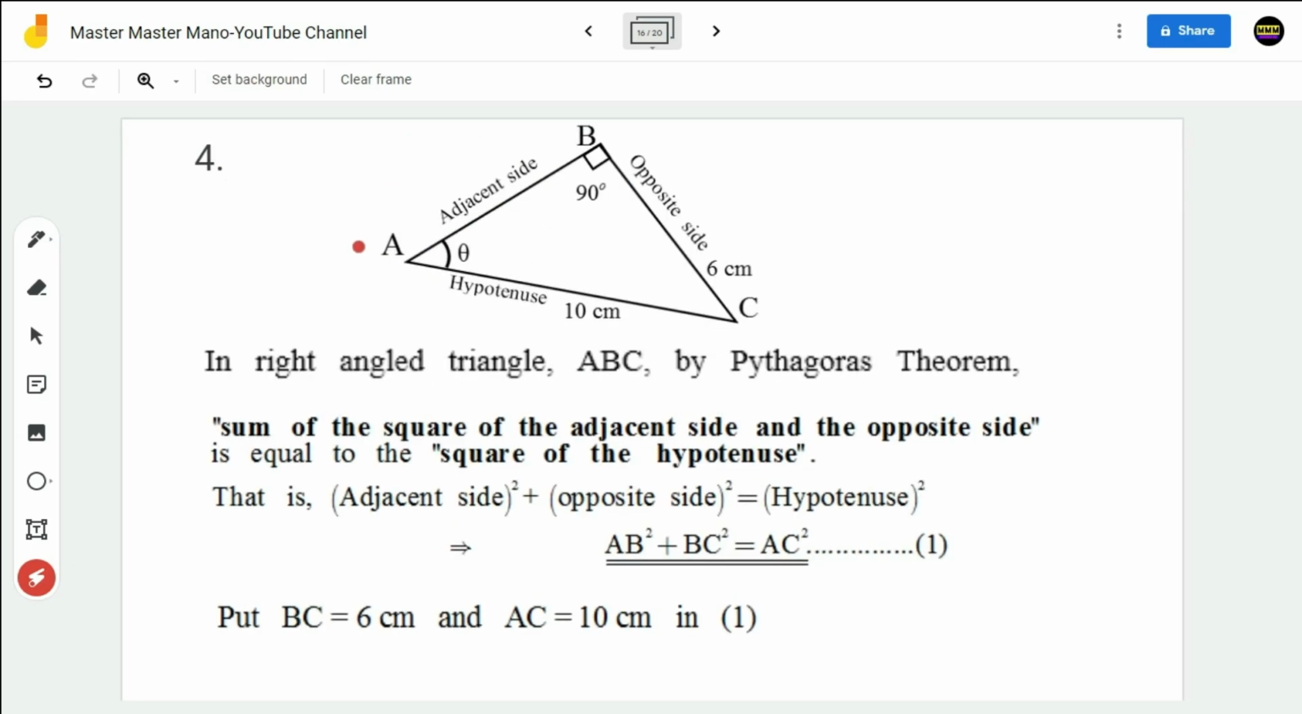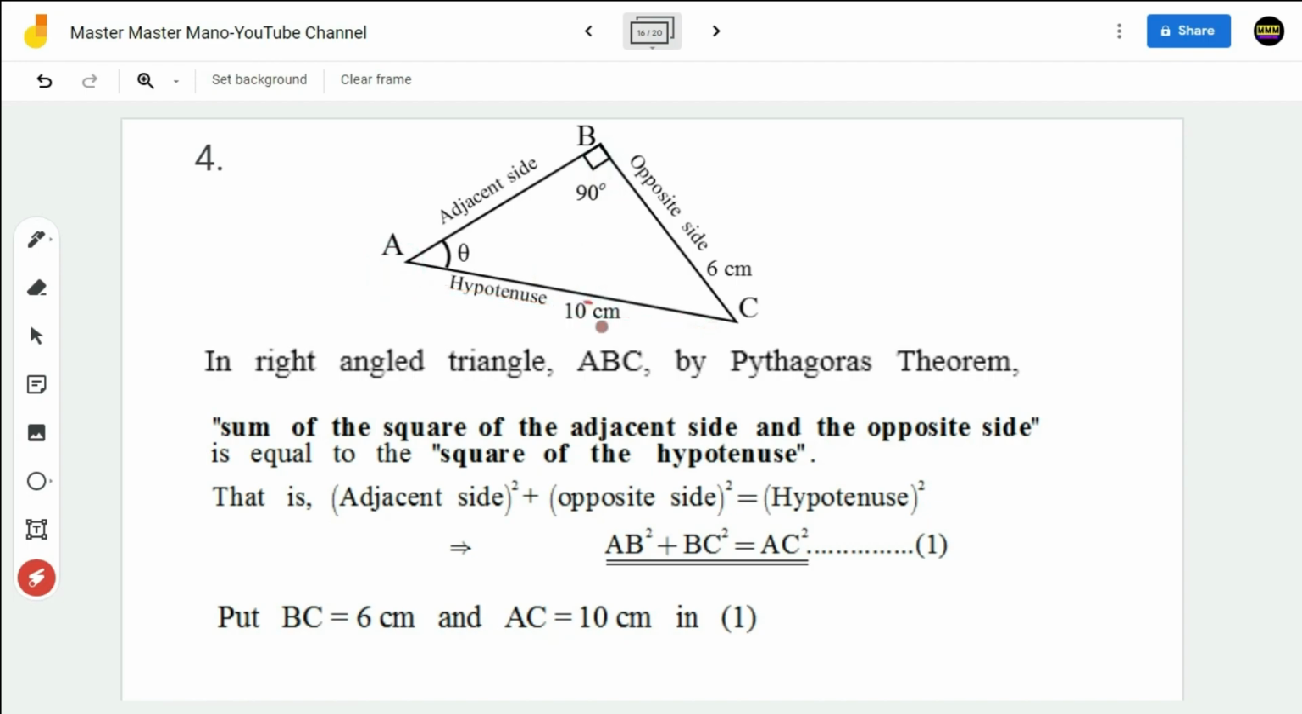In the fourth problem, in the right angle triangle ABC, angle CAB is theta, angle ABC is 90 degree. We know that the side opposite to theta is the opposite side, that is, the side BC is the opposite side and its length is given as BC equal to 6 centimeter. The side opposite to 90 degree is the hypotenuse, that is, the side AC is hypotenuse and its length is given as 10 centimeter.